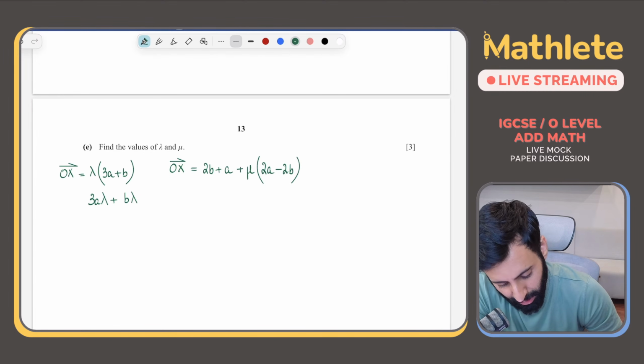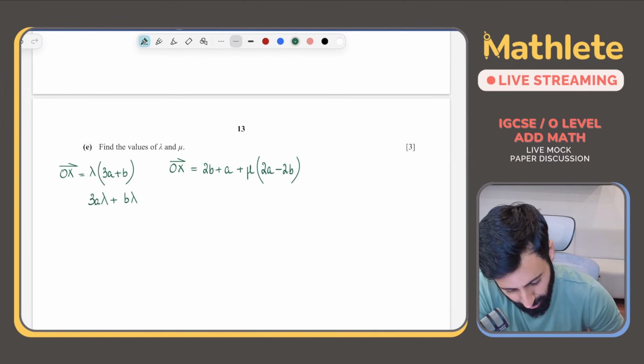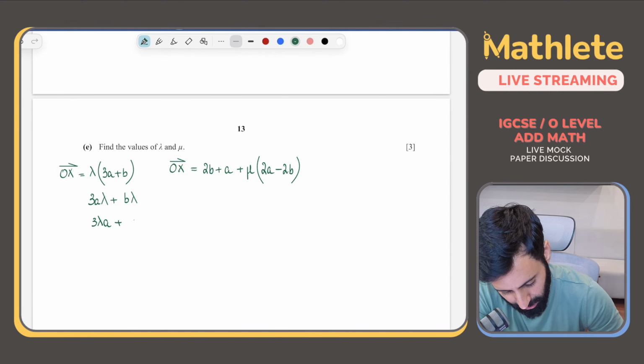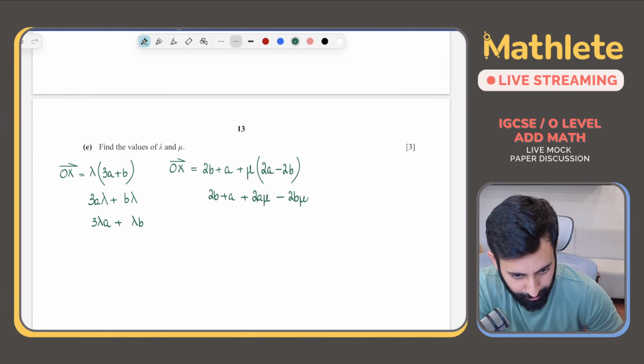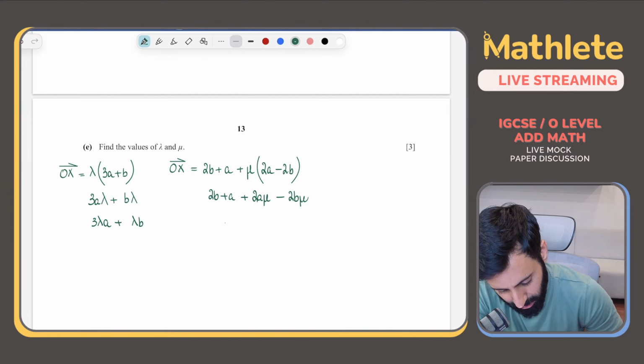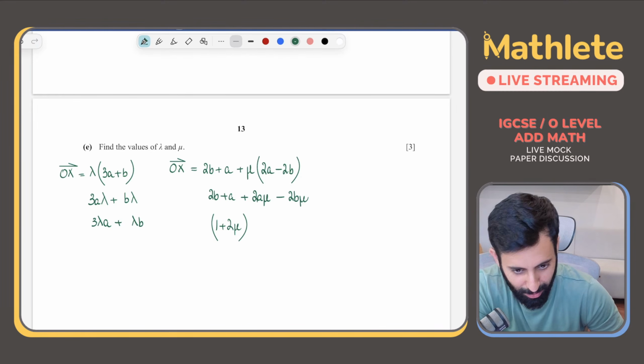Okay. So 3a lambda plus b lambda. Now, if I take a common... wait a minute. Let's write this as 3 lambda a plus lambda b. That's better. So 2b plus a plus 2a mu minus 2b mu. Now let's take mu common. Let's take a common. So if I take a common, we have 1 plus 2 mu. And it's not meow, it's mu.